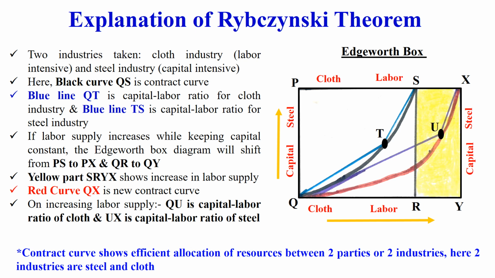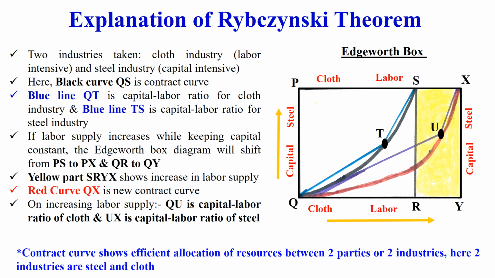In this diagram, the black curve, that is QS, is the contract curve. As we know, the contract curve is used in economics to show the efficient, or we can say proper, allocation of resources between two parties or the two industries. In this case, the two industries are the steel and the cloth industry.